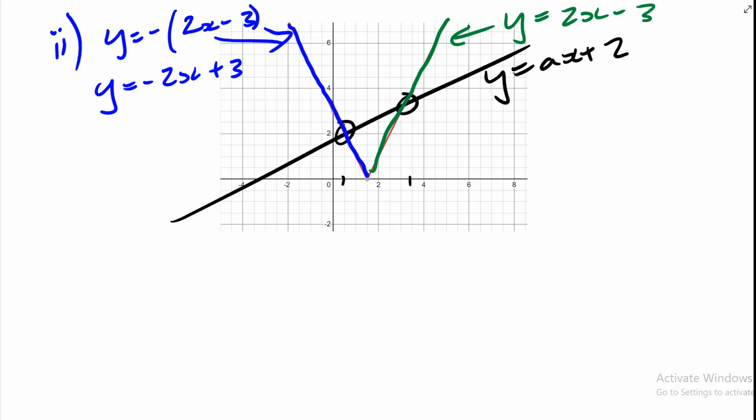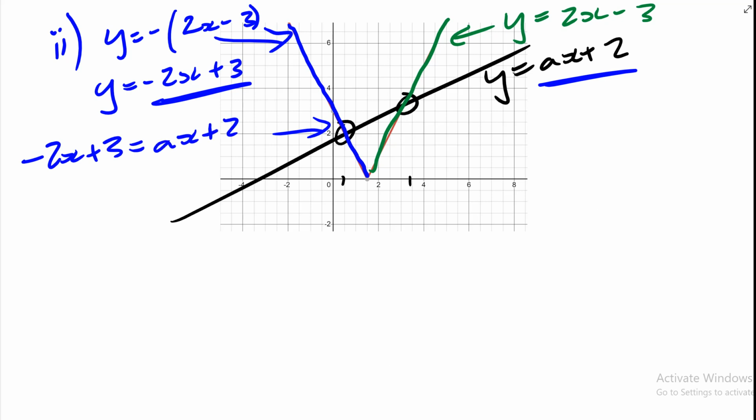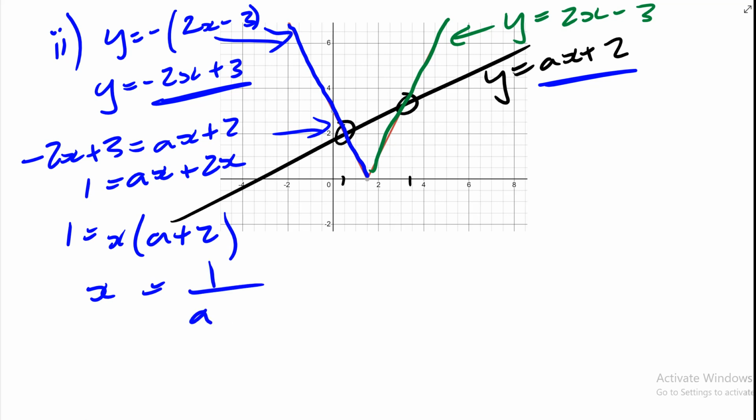All right, so what are those 2 points of intersection? Well, this point of intersection here is given by solving this equal to this. So we've got minus 2x plus 3 equals ax plus 2. So 1 equals ax plus 2x. Factorize, and we've got x times a plus 2. And so x is 1 over a plus 2. That's what that x value there is.